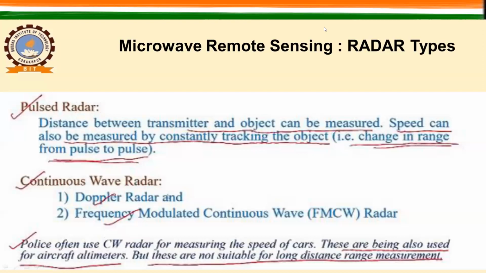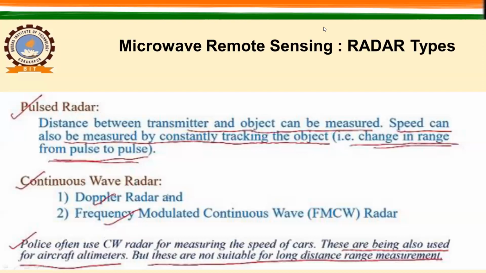The first one is pulsed radar. In pulsed radar, the distance between the transmitter and object can be measured, and the speed can also be measured by constantly tracking the object, that is, the change in range from pulse to pulse. So पल्स रडार में ट्रांसमीटर और ऑब्जेक्ट के बीच का डिस्टेंस मेज़र किया जा सकता है, and the speed can also be measured by constantly tracking the object, that is, the change in the range from pulse to pulse.